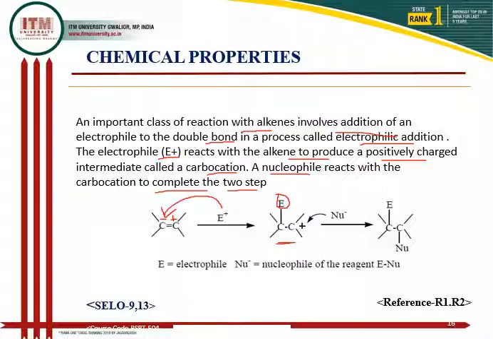When this intermediate forms, the nucleophile, which is the electron-rich species, goes to this positively charged carbocation and the product is formed like this. We have the nucleophile attached to this position. So it is a two-step process forming an intermediate. The first step is the attack of the electrophile, and then the intermediate carbocation forms, and then the nucleophile attaches to that carbocation to lead to the final product.